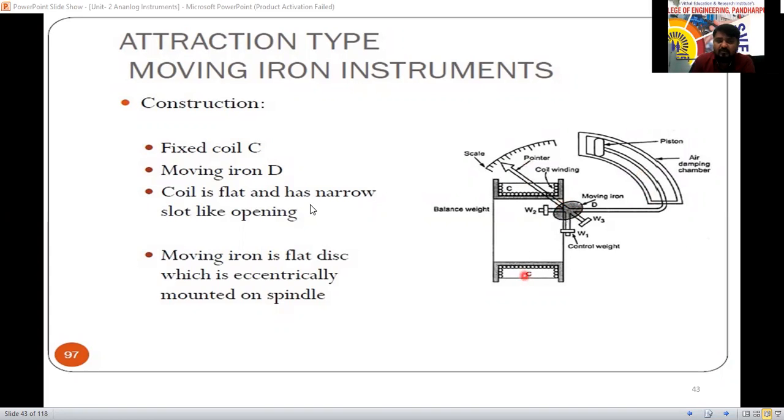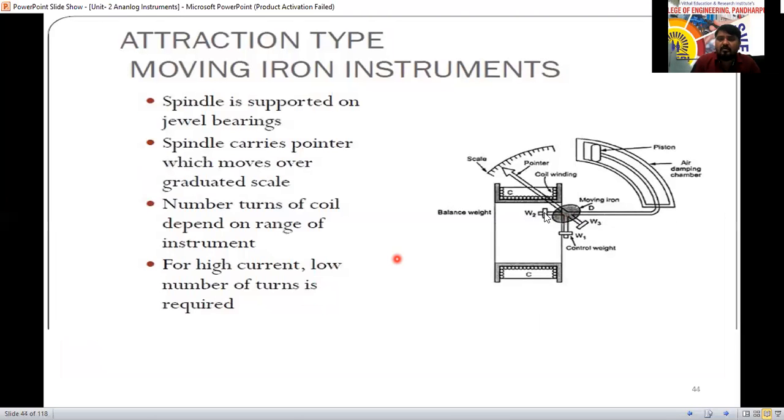Two fixed coils are there, and one moving iron flat disc is there. The coil is flat and has narrow slot-like openings here. These are the narrow slot-like openings. Two coils we are using, and the coil is flat. The moving iron disc is also flat, which is eccentrically mounted on a spindle. This is also one flat disc we have taken, which is mounted on the upper part of the spindle.